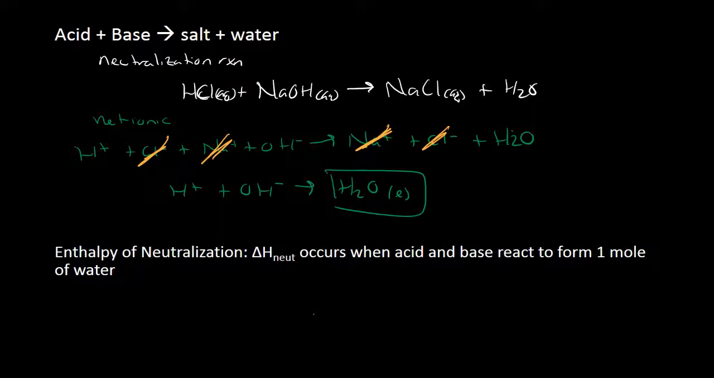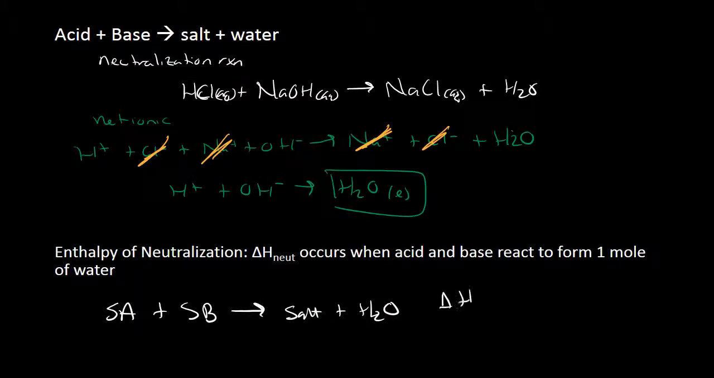And so what we can look at is the enthalpy of neutralization. So going back to topic 5 in energetics, you can look at the change in enthalpy, or the delta H, of the neutralization reaction, and that occurs when an acid and a base react to form 1 mole of water. And so when you have a strong acid and a strong base, they're going to make their salt and they're going to make water.